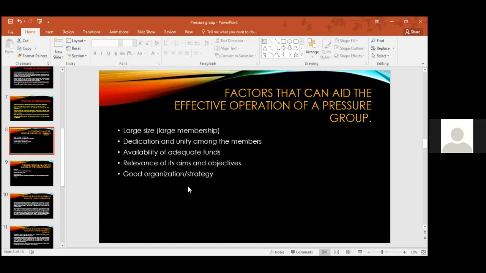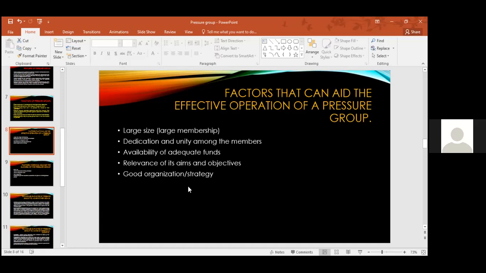Move to the next one. Relevance of its aims and objectives. Pressure groups have to have a relevant aim or a relevant objective. Like, why are you creating this pressure group? What do you want to achieve? For example, ASUU is created to ensure that the interests of lecturers are protected. That is their aim. And then their objective is to ensure they are well paid, their pension is paid. So these are objectives.